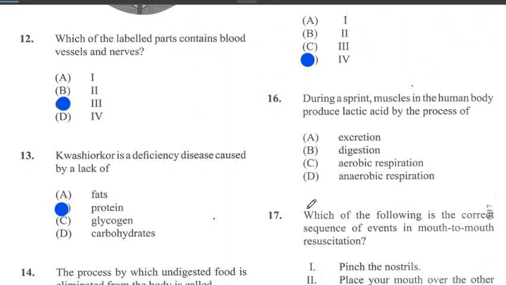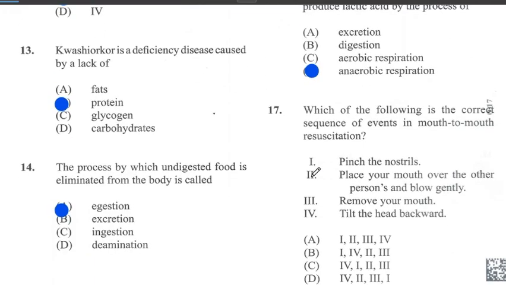During a sprint, muscles in the human body produce lactic acid by the process of anaerobic respiration, whereby you're not using oxygen to actually perform, and that buildup creates something called lactic acid. Since you're not having sufficient respiration, lactic acid is developed as a preemptive way of actually protecting yourself, which is a bodily reaction.